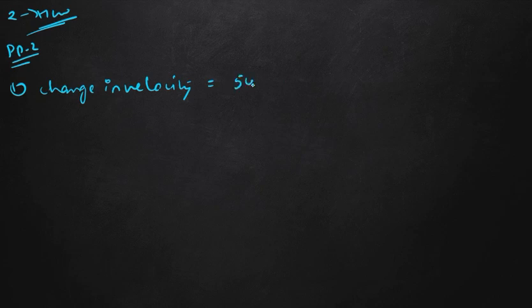Next, in practice problem number 2, question number 1. The question is, the change in velocity of a motorbike is 54 km per hour in 1 minute. Calculate the acceleration in meter per second square and kilometer per hour square. So change in velocity is 54 km per hour, and time is 1 minute. We need to calculate the acceleration in both meter per second square and kilometer per hour square.